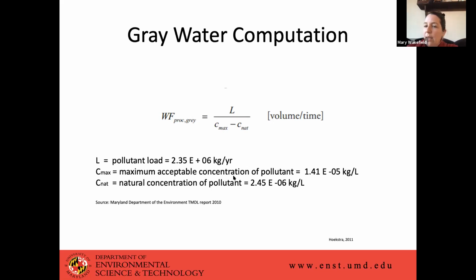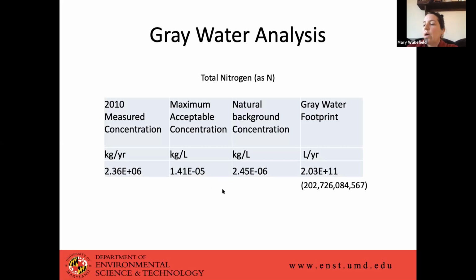When you calculate this, you come up with a gray water footprint that is 2.03 to the 11th liters per year going out into the Chesapeake Bay. And this is again the total nitrogen load. It is not point source versus non-point source. This is what is measured in the water at your monitoring stations. And then I just put the actual number in there to give you a very specific sense of exactly how much we're looking at in liters per year.